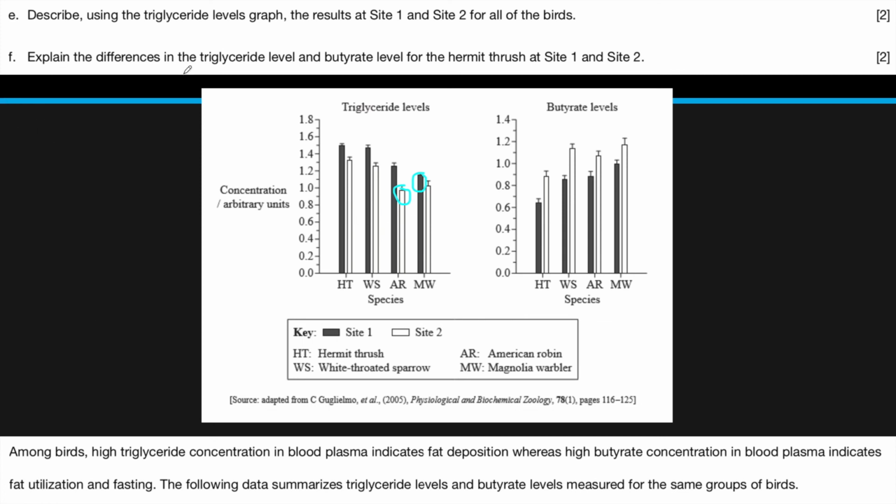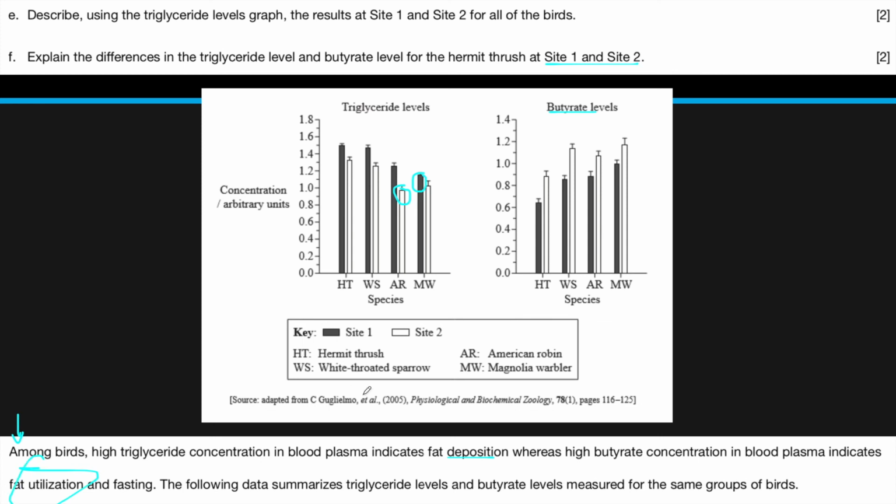Explain the difference in triglyceride levels and butyrate levels for the hermit thrush at site 1 and site 2. For this one, you might be wondering, what is butyrate? It gives you some information down here, talking about how among birds, high triglyceride concentration in blood plasma indicates fat deposition, while butyrate indicates fat utilization in fasting.